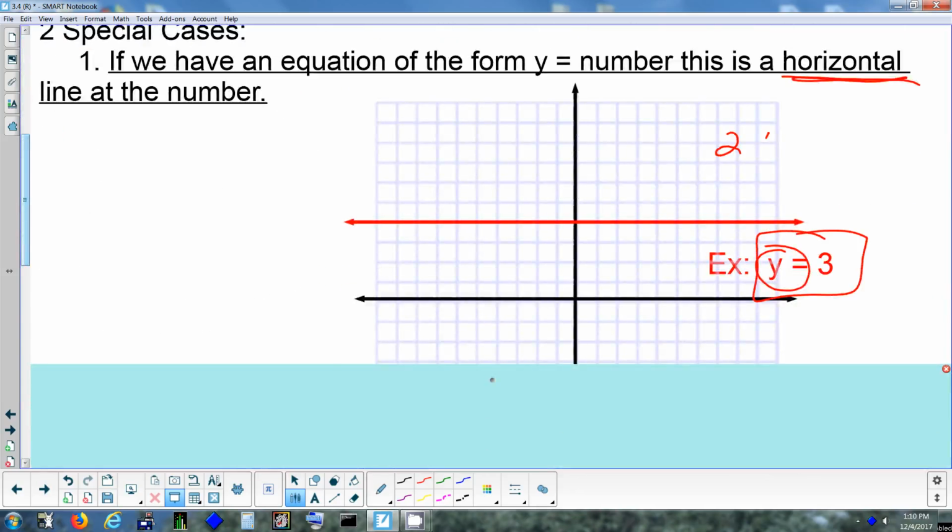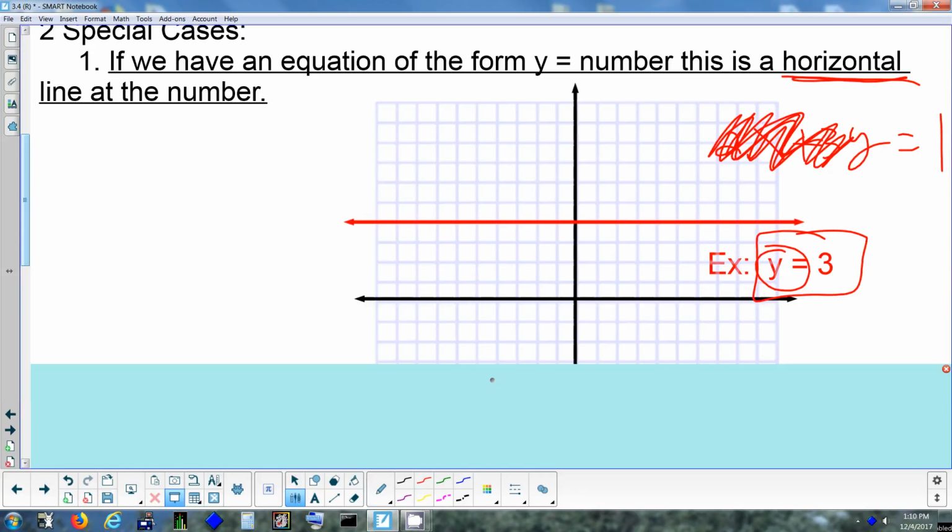Normally you're going to have a number with x, you're going to have a number with y, and you're going to have another number. If you're missing this part, and it's just y equals, that's what makes it horizontal. So that's a special case.